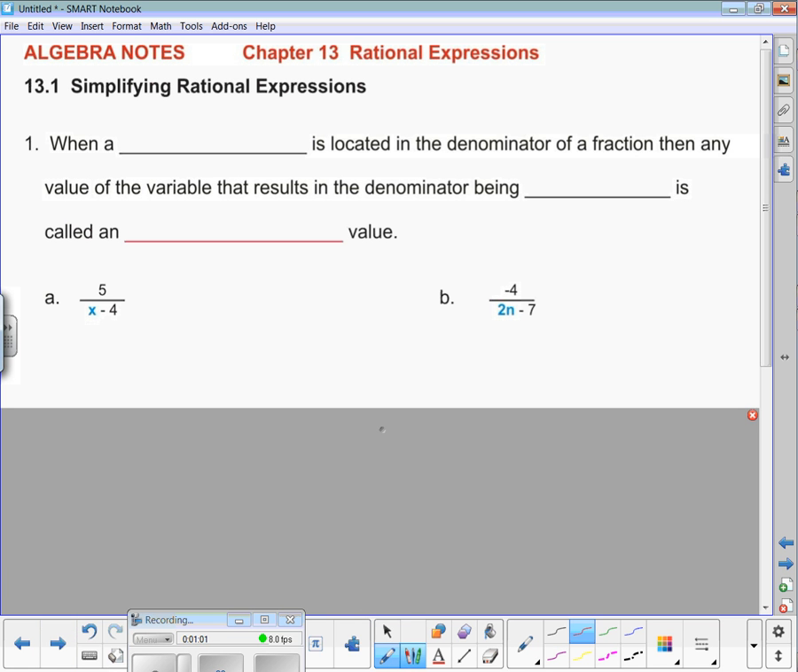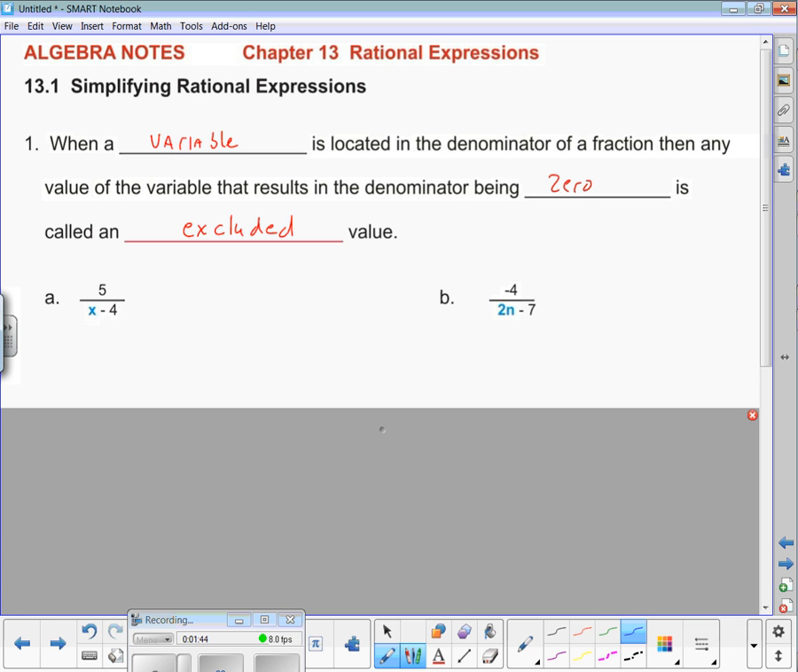All right, first thought here. A special situation happens when a variable is located in the denominator. So when a variable is located in the denominator of a fraction, then any value of the variable that results in the denominator being 0, and we've talked about this, that's a problem, and I'll show you that in a minute, is called an excluded value. Now there's one of those terms that I'm sure you're going to see on your quiz or test, right? So let me just here in the middle give you an example.